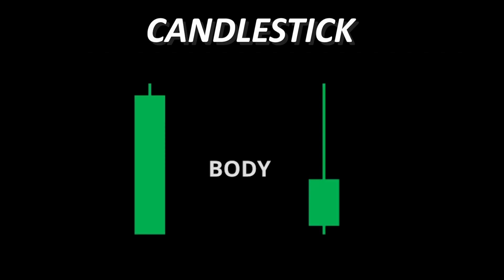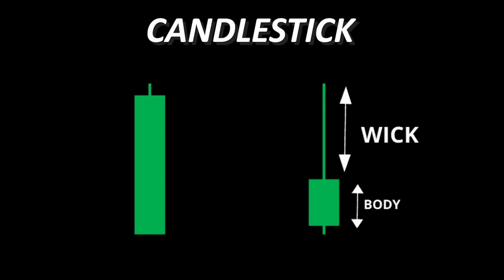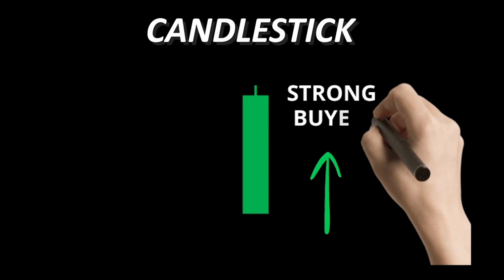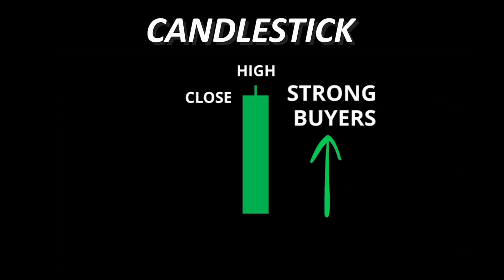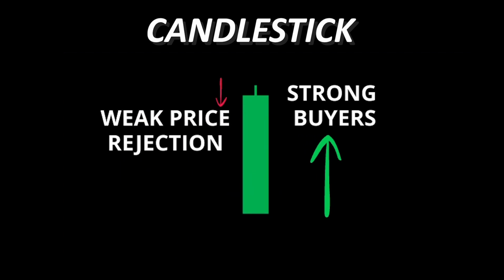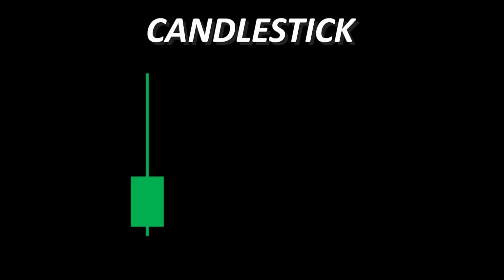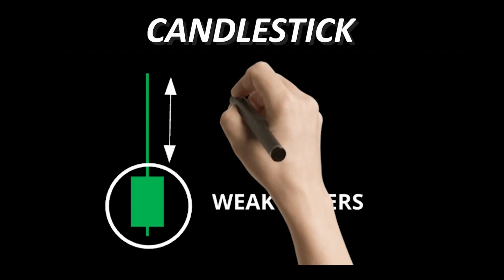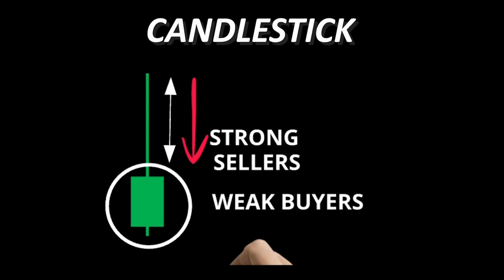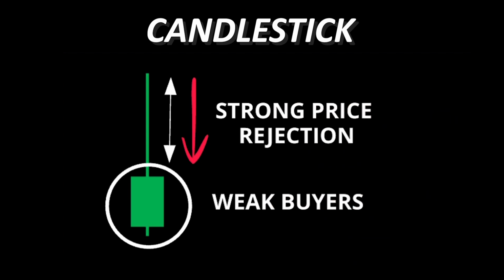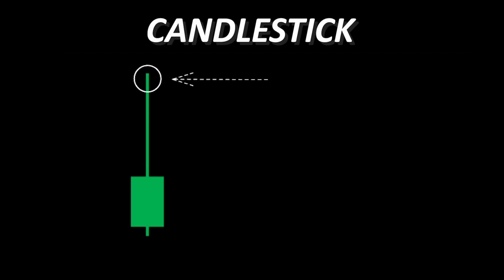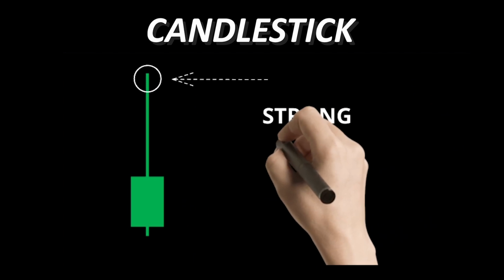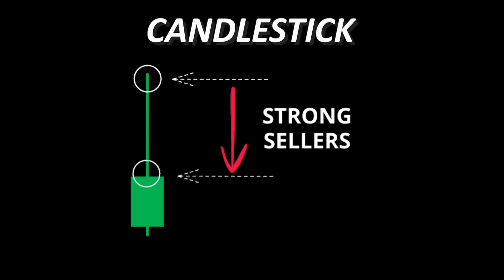There are two things that need your attention. First is the body and the second is the body with respect to the wick. Here the green body tells you that the buyers are in control as the close is near the high and the open is the same as or near the low, and the price rejection is very short. And in the second candlestick example, you can see the body is very small as compared to the wick. So the buyers are weak and the sellers are strong, which is shown by the strong price rejection. This means the price went this high once in the time frame and then sellers dominated and pushed the price down to the closing level.